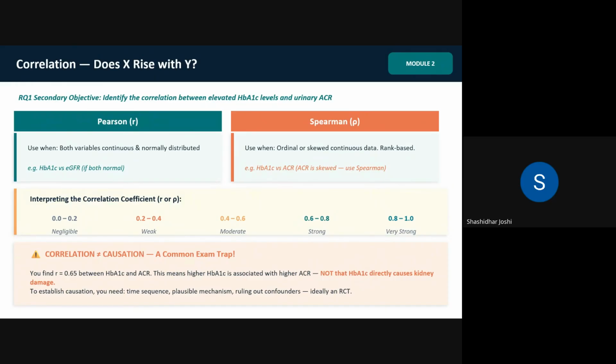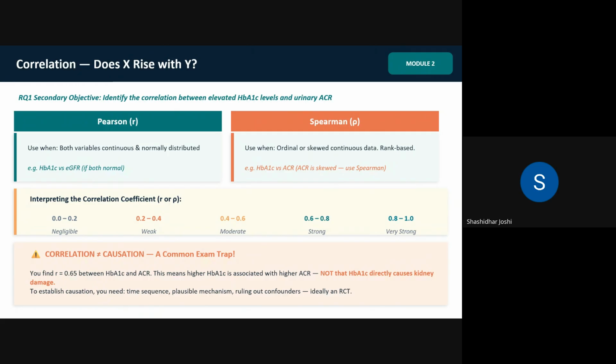This slide talks about correlation. Correlation is, is there any kind of dependency between two variables? That is a simple definition of correlation. There are two types of correlation we are considering: one is Pearson and one is Spearman. Coming back to the same point, it depends on what type of data you're looking at. When both variables are continuous and normally distributed, we use the Pearson correlation coefficient. When the data is ordinal or skewed continuous data, we use Spearman correlation.